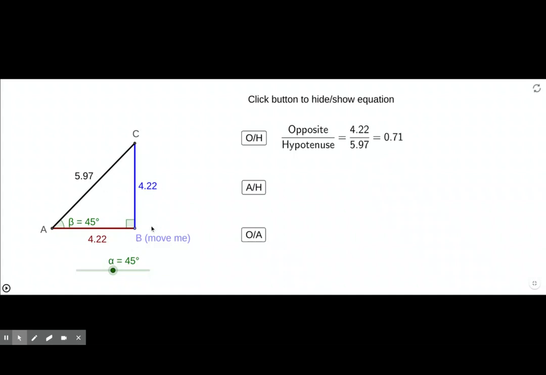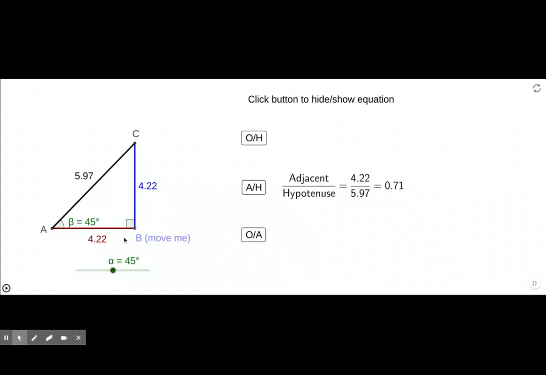But it wasn't just those two. Take a look. Sometimes they said, well, what if I don't care about the opposite side? What if I want this adjacent side? Adjacent means right next to, right? So what if I know that this side here is 4.22 and I want to know the hypotenuse? Well, I know that the bottom here is always going to be about 71% of whatever the hypotenuse is. That's basically what this ratio over here is saying.